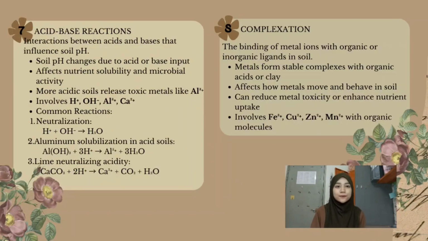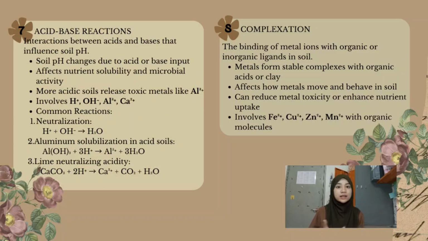The next major process is acid-base reactions. Acid and base reactions are chemical processes that influence soil pH and affect nutrient availability. Soil becomes acidic due to natural factors like rainfall and organic acid production, or from human inputs like fertilizer and acid rain. Basic substances such as lime are added to raise pH and neutralize the acidity.